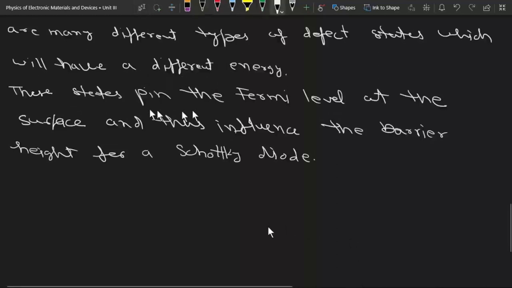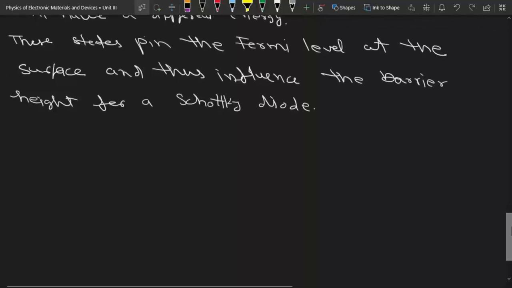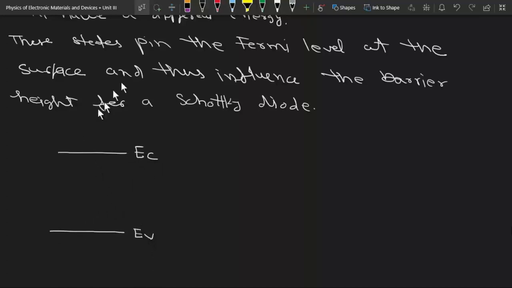So let me draw these states in the energy band diagram. Let this be the minima of the conduction band, that is EC, and this the maximum of the valence band. I am taking an example of an n-type semiconductor, and we know that for an n-type semiconductor the Fermi level is found just near the conduction band. Normally these surface states are found here. This is the outer surface where we are going to make a contact with the other material.